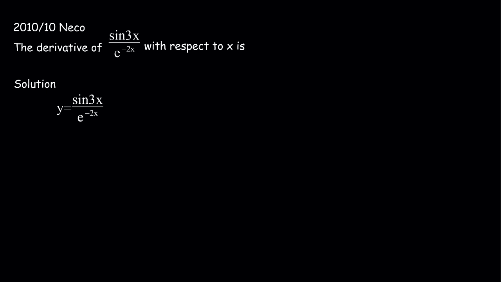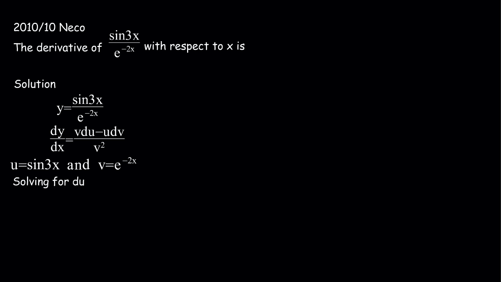And obviously we are going to be using the quotient rule, which states that dy over ds is equal to v du minus u dv divided by v squared. We are going to make u equal to sine 3s, and v will be equal to e raised to the power minus 2s, which is our denominator. Now solving for du, we are going to be using the chain rule, or function of a function.